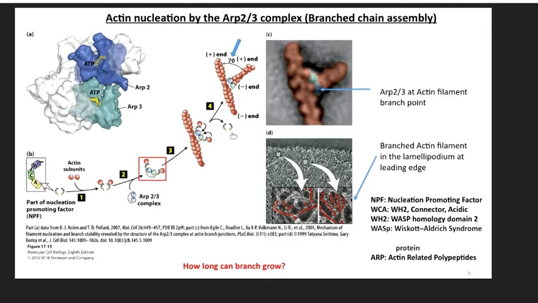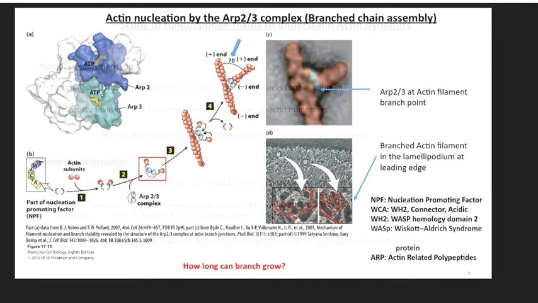Here, for the NPF, nucleation promoting factor, we have the WCA domain, which denotes WH2, connector, and acidic domain. In terms of questions, it becomes important to know which binds what. For example, actin subunits get bound by the WH2 domain, and the acidic domain binds the ARP2/3 complex.